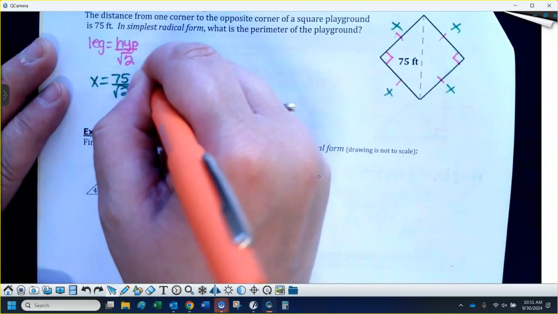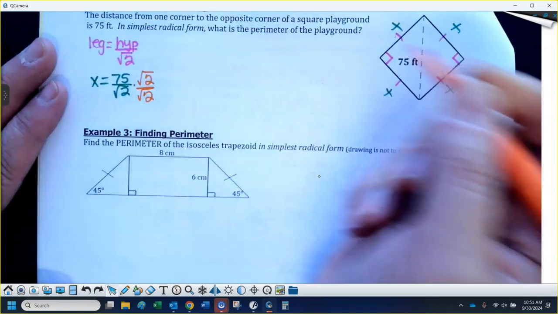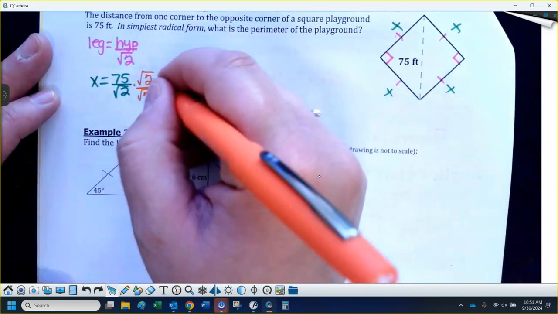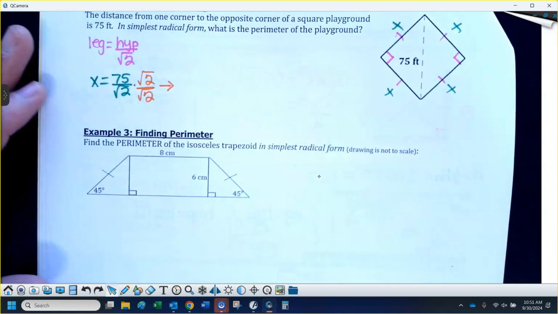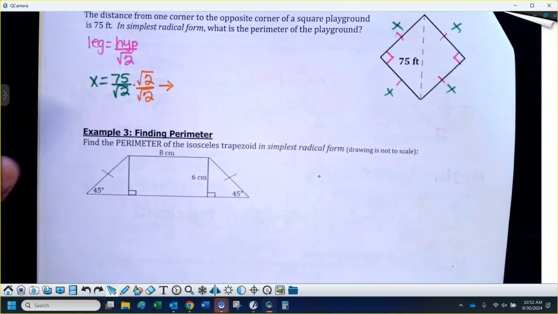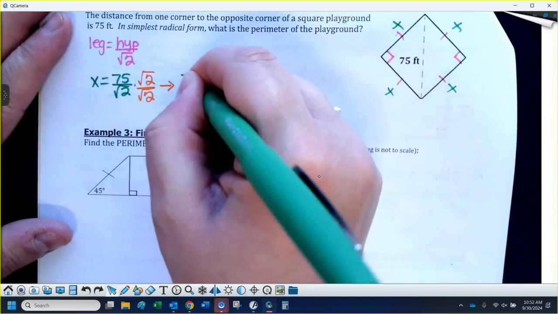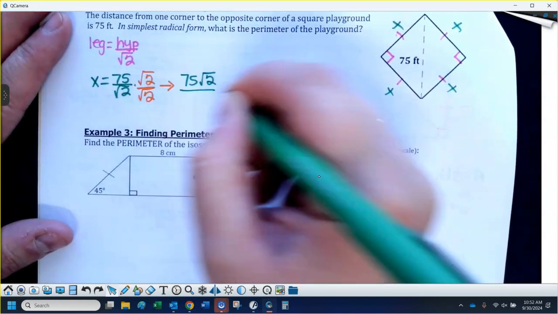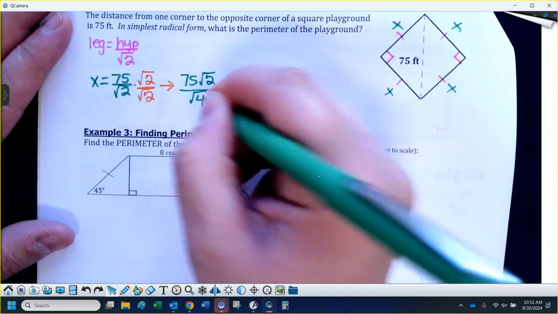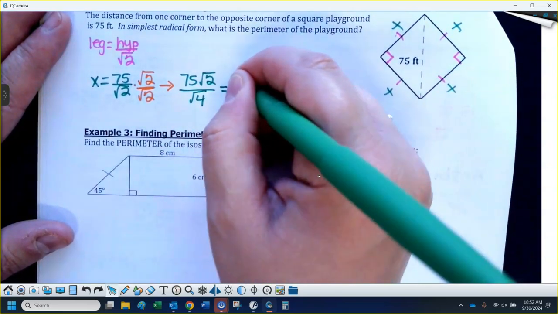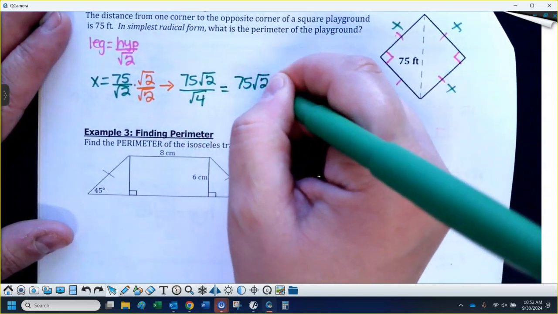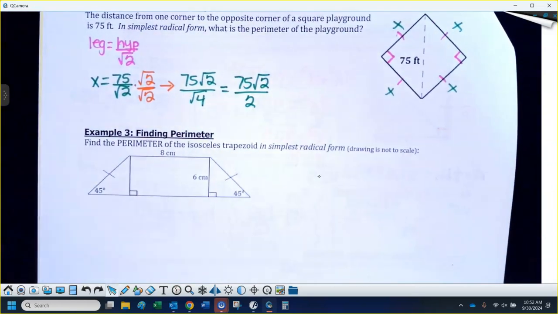Can't have the square root in the bottom, so we're going to multiply top and bottom by the square root of 2. That's really multiplying by 1, but this will give us a situation where we don't have a radical in the denominator. All right, so across the top, I got 75 roots of 2. Root 2 times root 2 is root 4, which is then a perfect square, and the square root of that 4 is going to be 2.